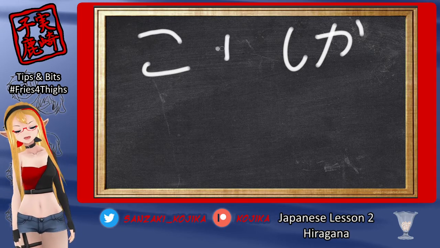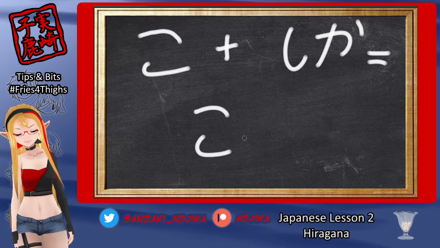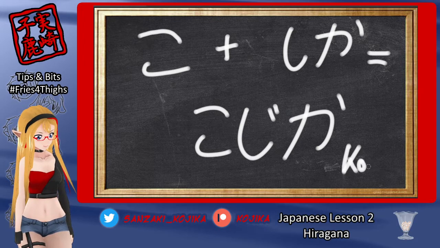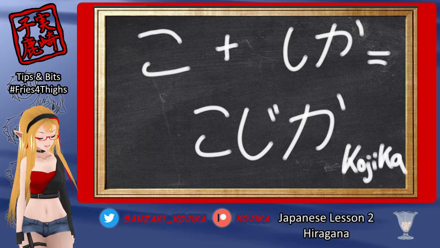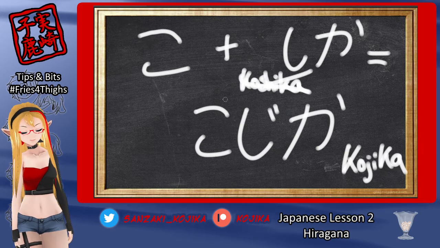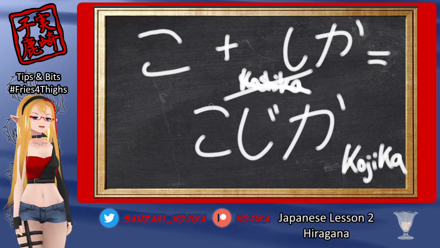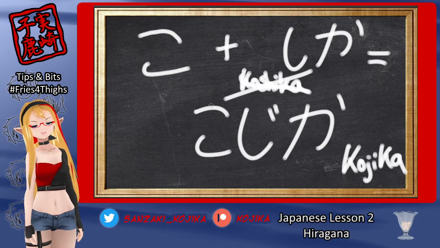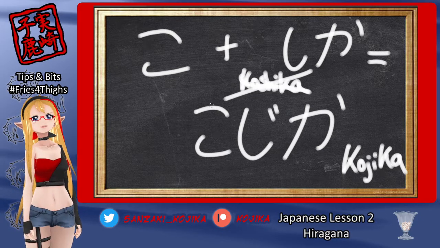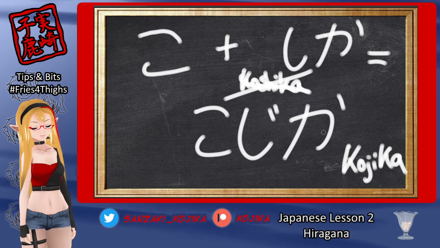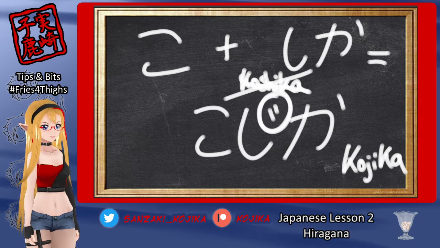However, when you combine these, it becomes "Kojika," not "Koshika." The reason being is, once again, sorry, there's a cat behind me attacking stuff. "Koshika" just doesn't sound right. As somebody who's been studying Japanese so long, I can't really explain why it doesn't sound right, but it doesn't. But "Kojika" sounds fine. We haven't talked about these little dudes yet, but we will. So don't worry too much about it.